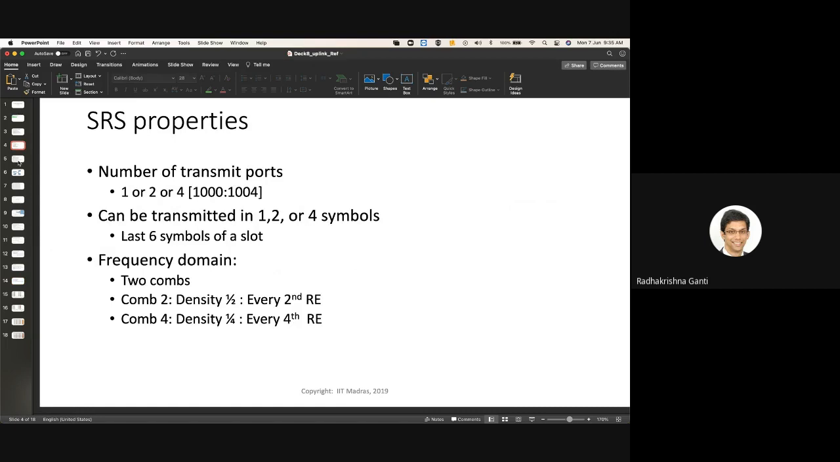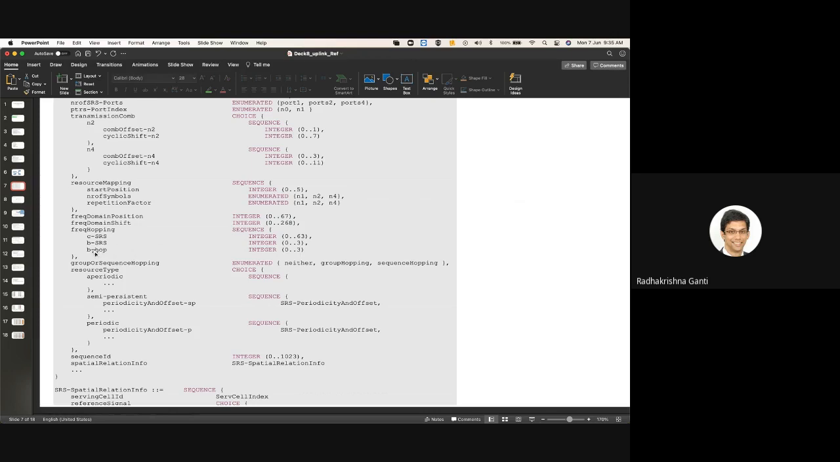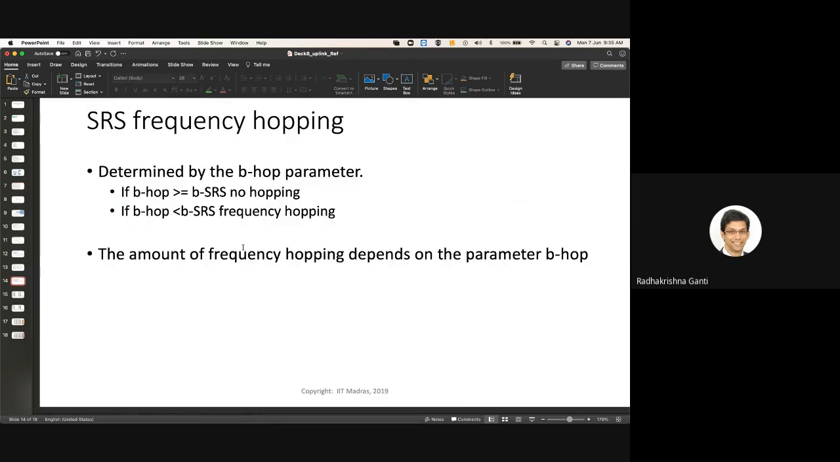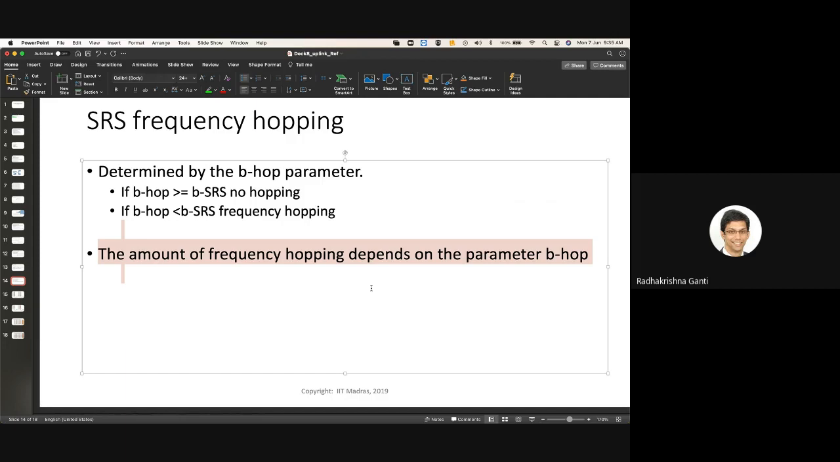There's a parameter called B hop, and there's a complicated relation for how you do frequency hopping. When B hop is greater than BSRS, there is no hopping. When B hop is less than BSRS, there is frequency hopping. There are equations which tell you how much frequency hopping you can do. But one thing you should remember is that frequency hopping is allowed. It decreases the interference present in the system. It has its own advantages, but it's also complicated to implement. All I want you to remember is that there is frequency hopping in SRS.